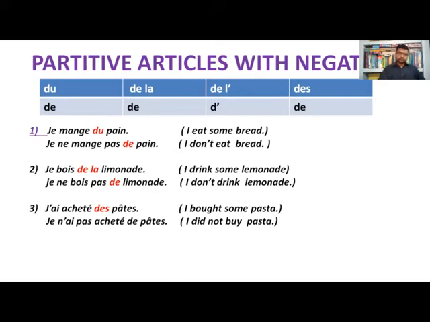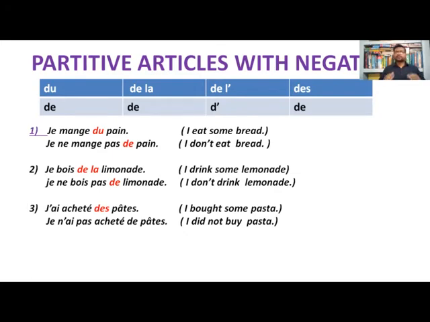Okay, so that is I have. J'ai acheté du pain. I bought some bread. I want to say I did not buy bread. I did not buy bread. You will not say I did not buy some bread. You say I did not buy bread.